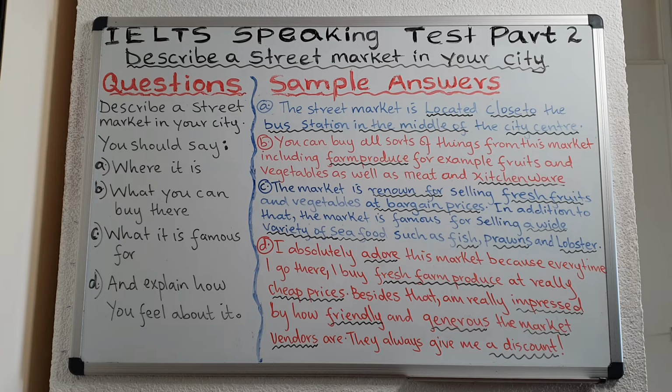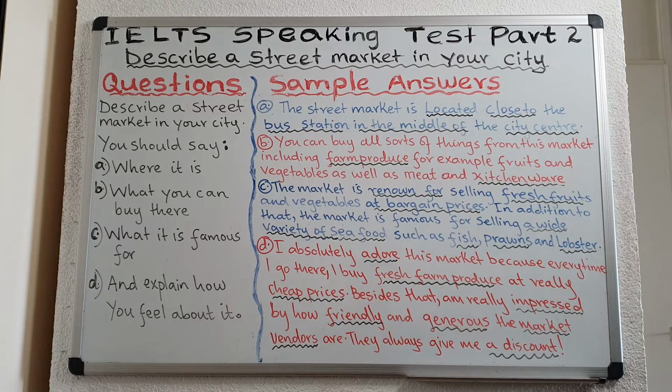In addition to that, the market is famous for selling a wide variety. A wide variety means a great choice. You can choose from a great choice of seafood. Now, seafood is food that you get from the sea. For example, fish, prawns, and lobster.